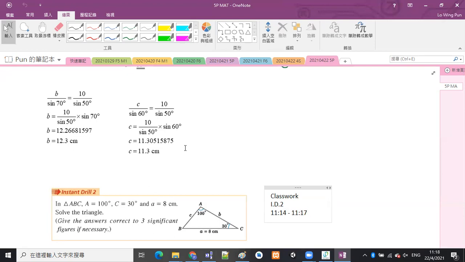What's this? Sine. No, it's 50. 50 is not 150. Okay, just be careful about your own handwriting.